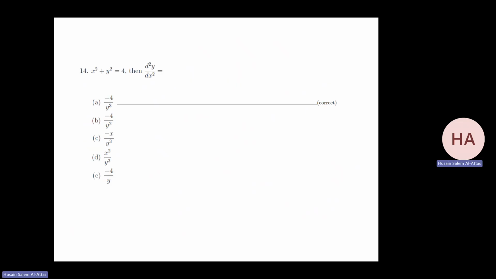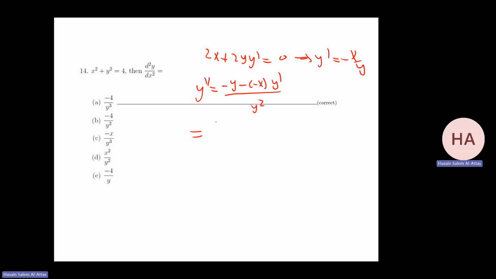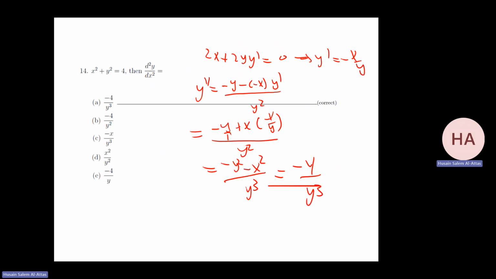So I need this. I have 2x plus 2y y' equals 0. So y' equals minus x over y. y'', I think we did it, it's quick. So I have minus y minus x times y' over y squared. So that will be minus y plus x times y', this is over 1, all over y squared. So I have minus y squared minus x squared over y cubed. And that is minus 4 over y cubed. That will be the answer.